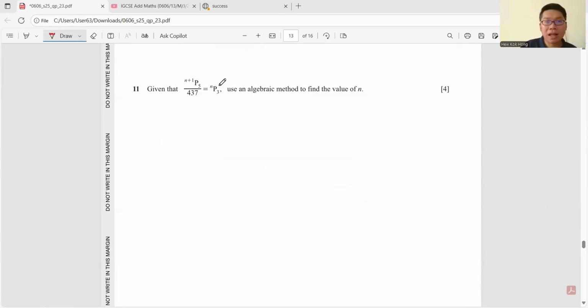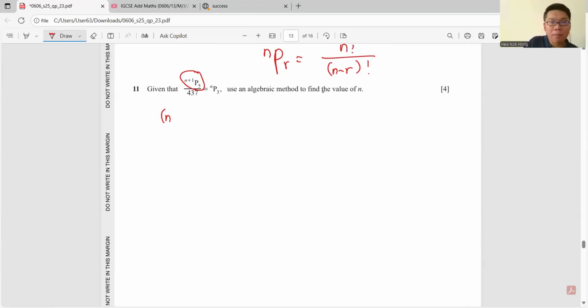Question 11, given that this thing, use algebra method to find the value of n. This formula, they don't give you in the formula sheet, you need to know. nPr is the top factorial over top minus bottom factorial, that's all. So here we apply the formula top factorial over top minus bottom factorial over this equals to top factorial, top minus bottom factorial. Then this thing I show here first.